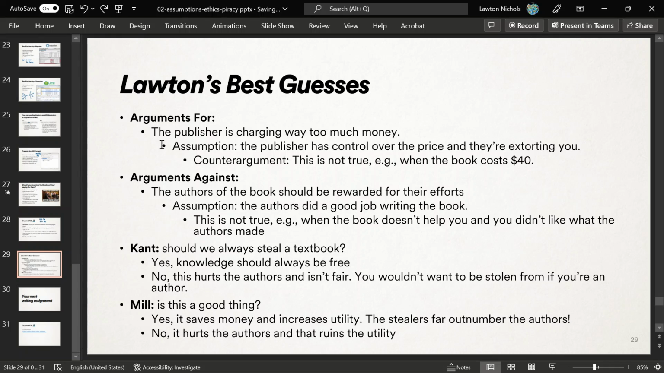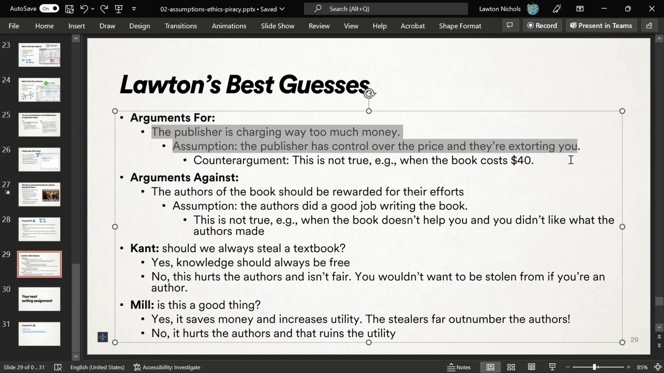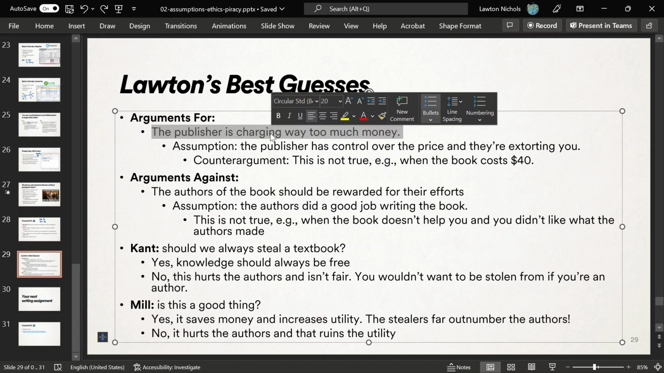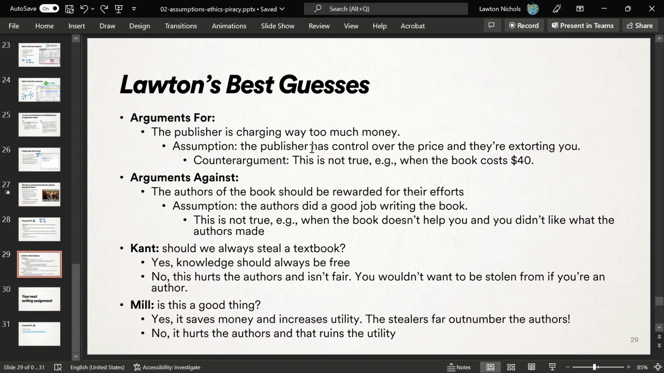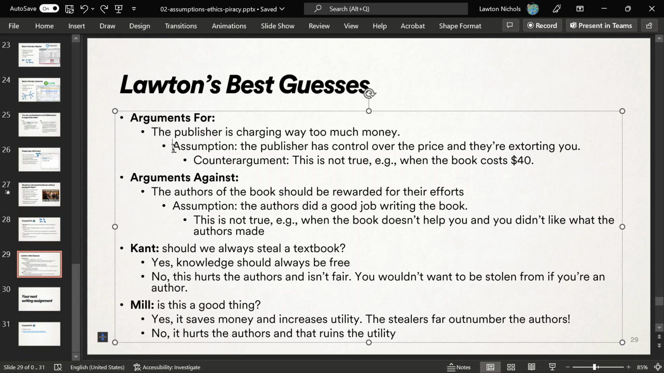All right, so here are my silly arguments, and I'm sure you might see some of the things that I said in these and some of the things that you wrote in these. So here's some arguments for stealing textbooks. Like the publisher is probably charging you way too much money. That's unfortunate. Textbooks should have been cheaper. They shouldn't be making that much money off of them. Maybe they should charge a little bit, but not a ton. And the assumption is that the publisher does have control over that price, and they are totally extorting us. They're trying to make as much money as possible.